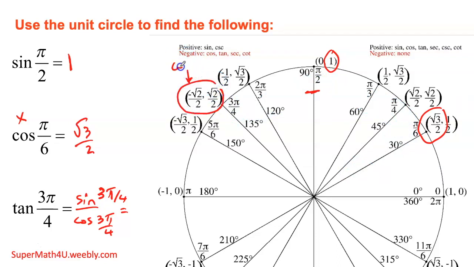This is my x, which is my cosine, and this is my sine, which is my y. So sine over cosine: square root 2 over 2 divided by negative square root 2 over 2. Because they're the same thing, the answer is 1, but this one is negative, so my answer is negative. So tangent of 3 pi over 4 is negative 1. Let's practice a couple more.